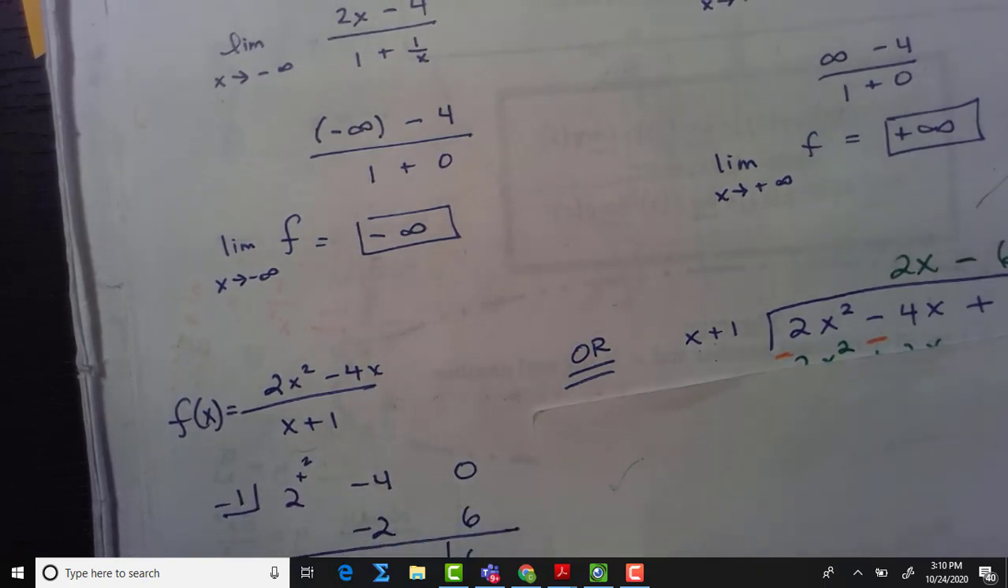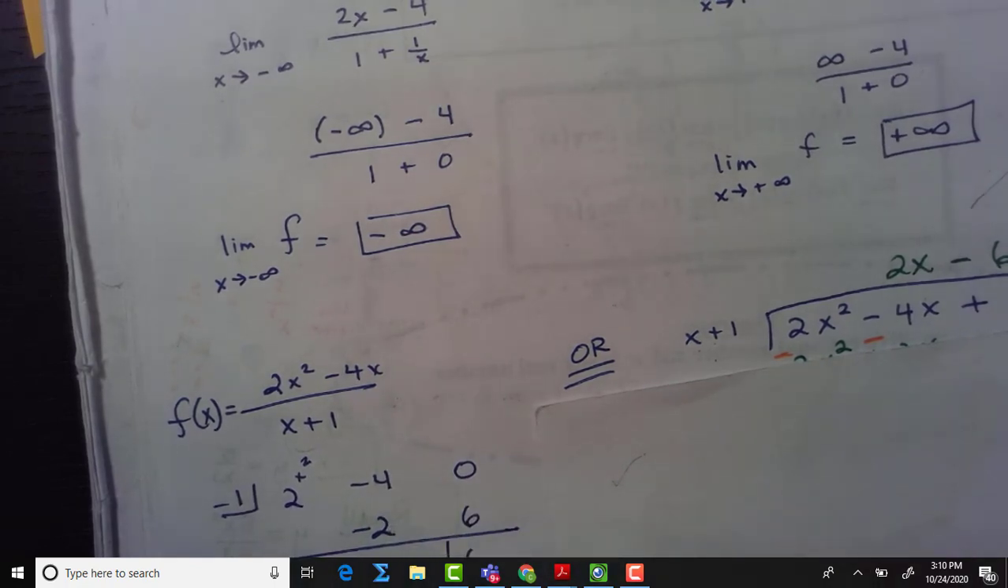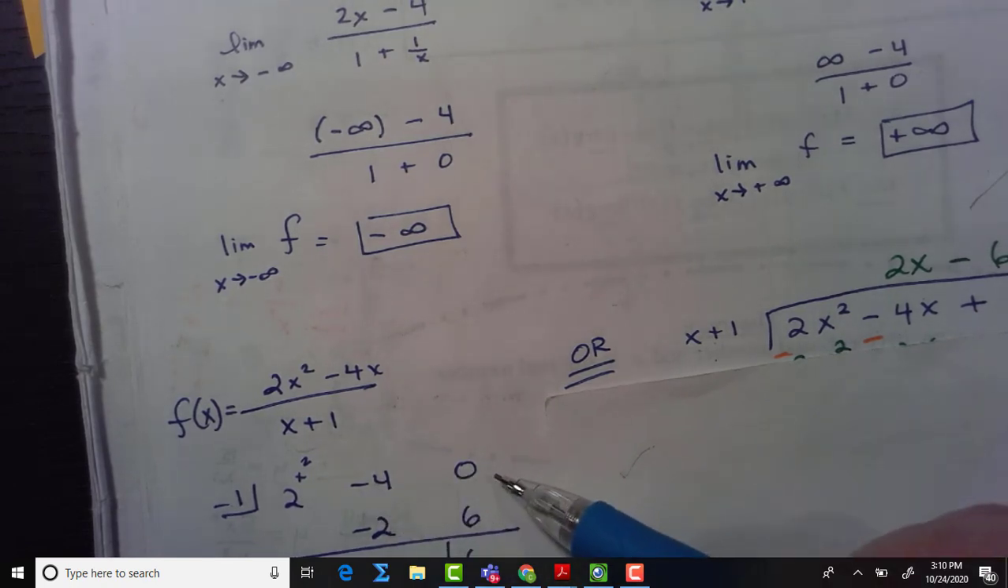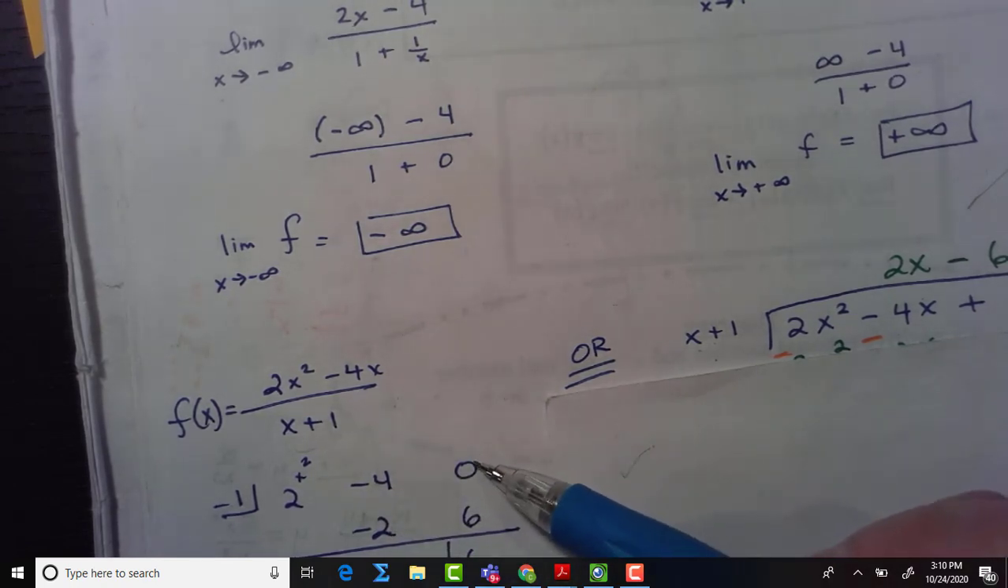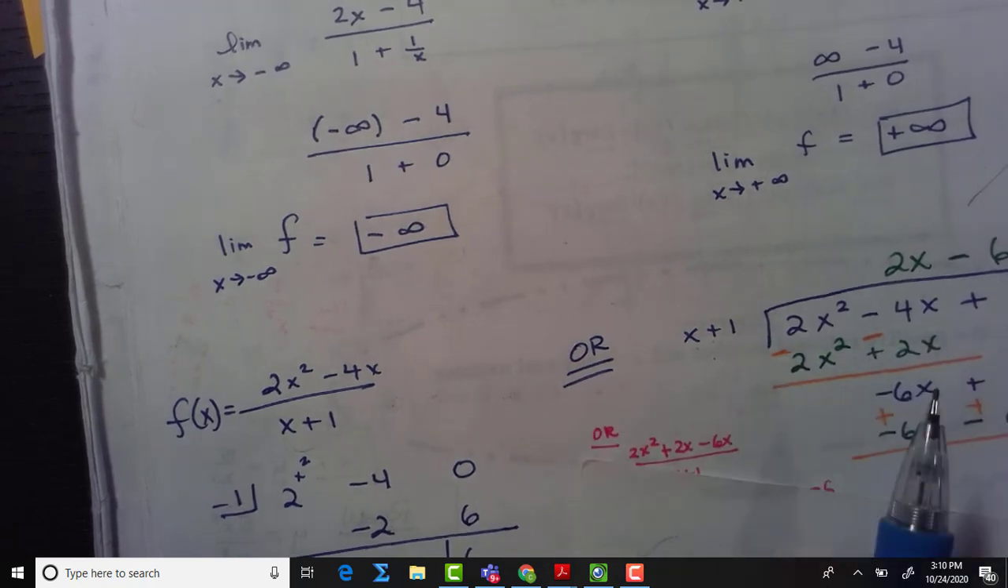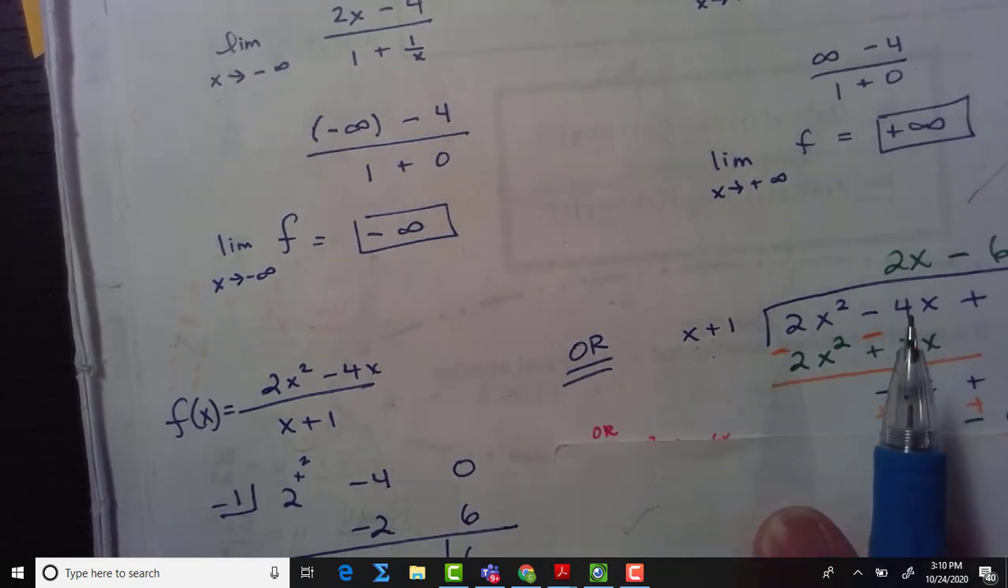Bring the 2 down. Negative 1 times 2 is negative 2. Negative 4 plus negative 2 is negative 6. Negative 1 times negative 6 is positive 6, so we had to add a 0 for the linear term. 0 plus 6 is 6. Look at that. It's the same answer. It was sure a lot easier.